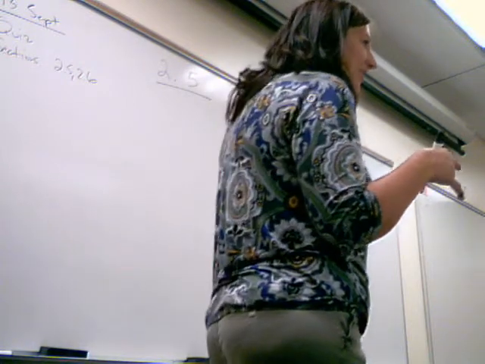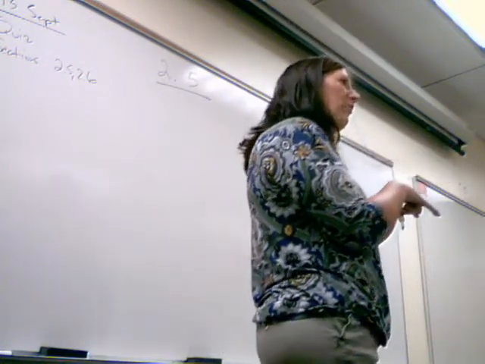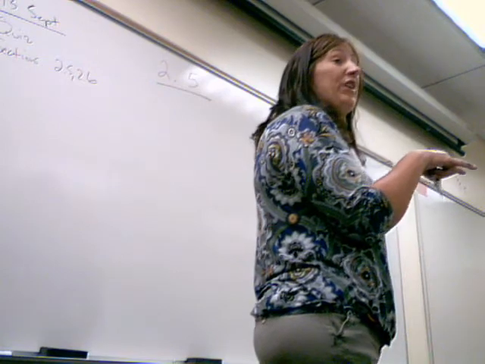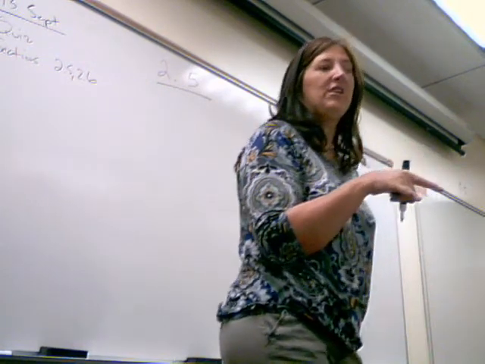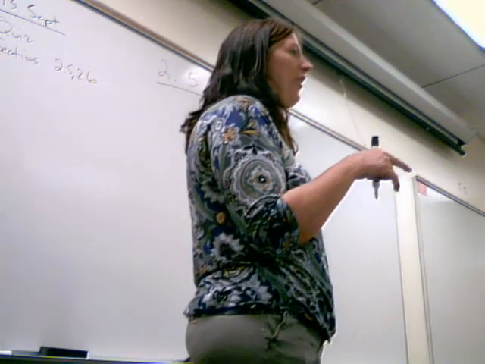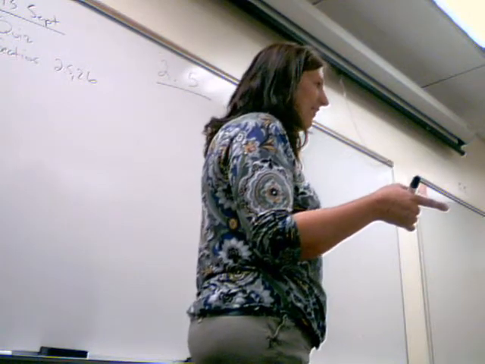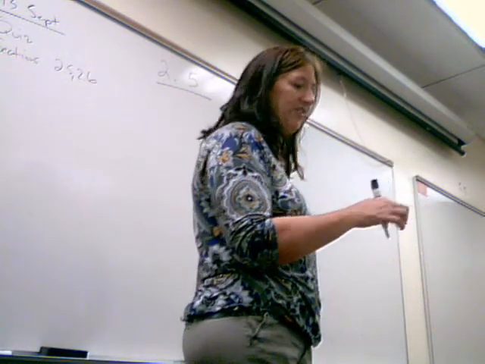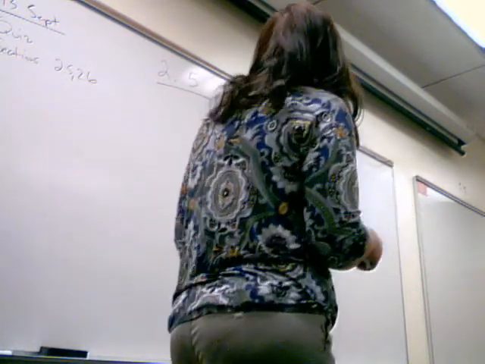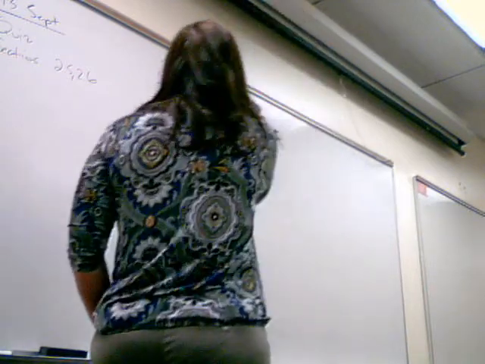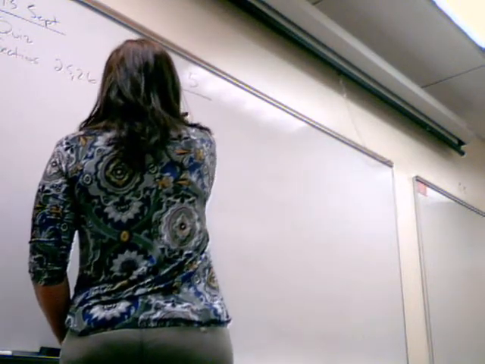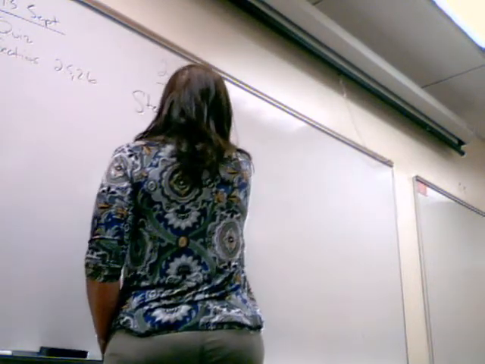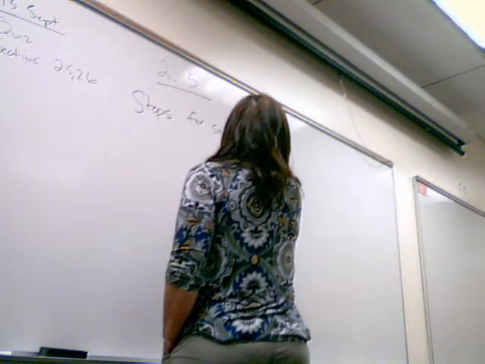The only difference is in 2.4 you were working with your variable only on one side of the equation. Today we're going to do it where your variable is on both sides. That's going to be the difference, okay? So just a little bit more complicated, but not too bad. So let's just go over what the steps were for solving your equations.